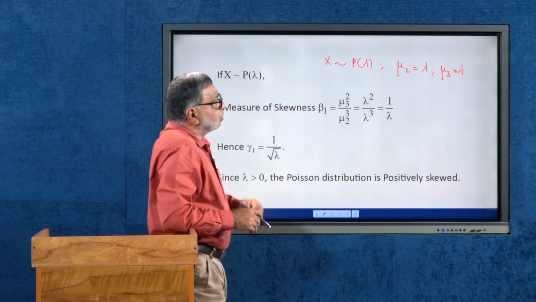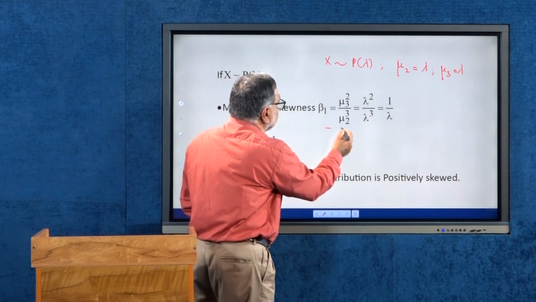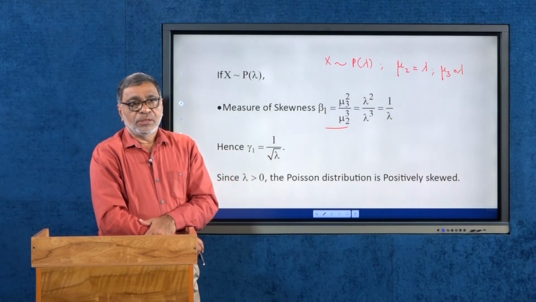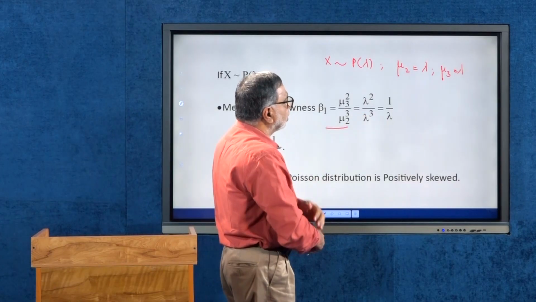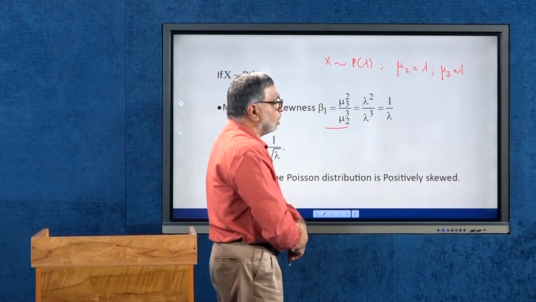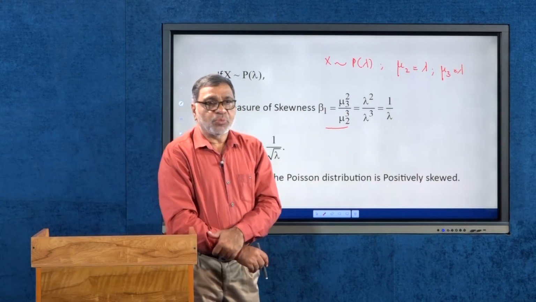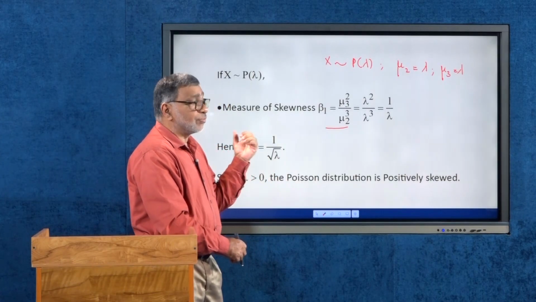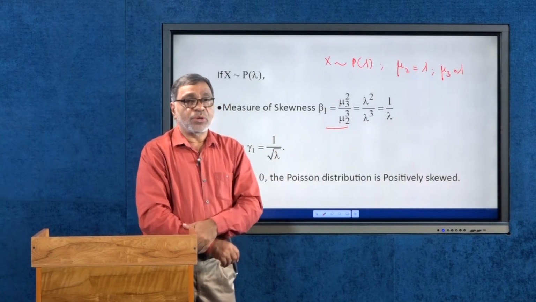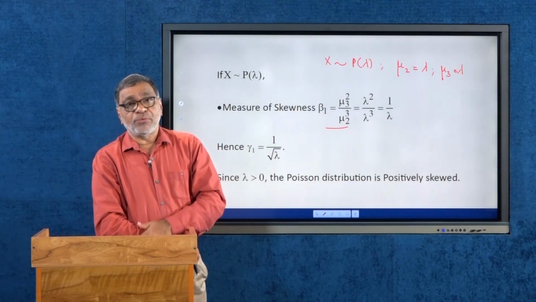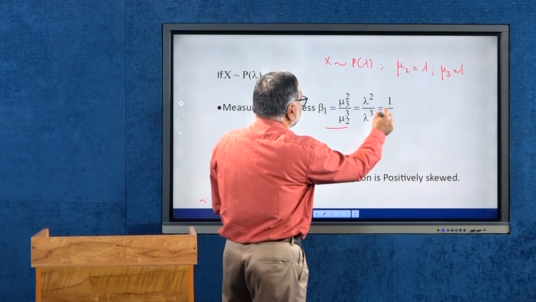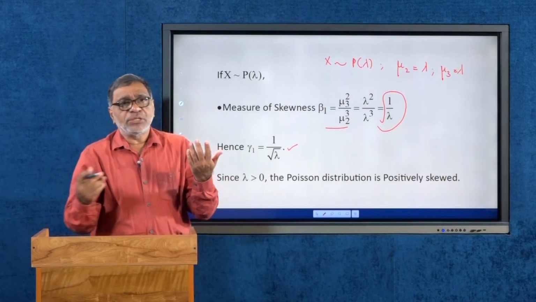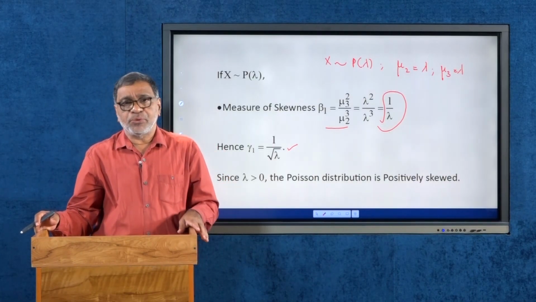So, based on that values, beta 1, that is defined as mu 3 square divided by mu 2 cubed, is equal to lambda square divided by lambda cubed, and that is 1 by lambda. And we know lambda is always positive, and so if you are calculating the measure of skewness in terms of gamma 1, and gamma 1 we know it is 1 by root of beta 1, that is the square root of this one, that is 1 by root lambda. And gamma 1 is always positive as lambda is positive.